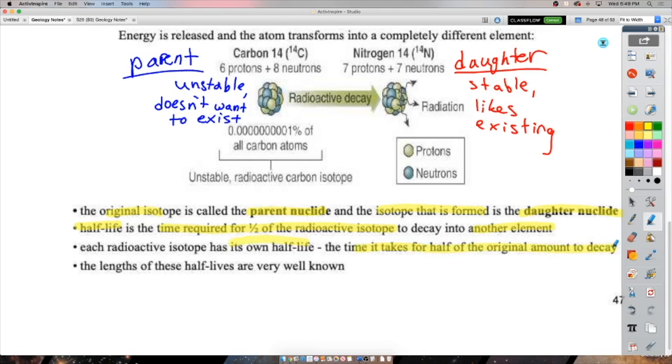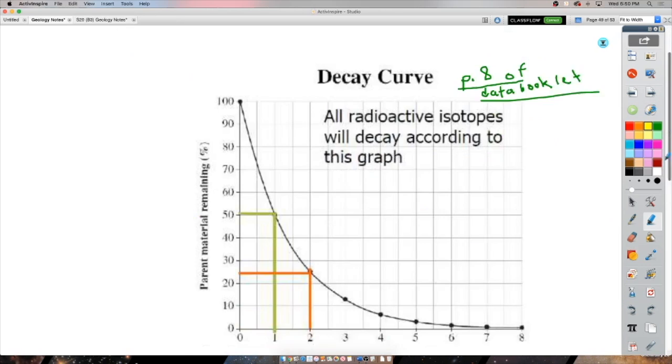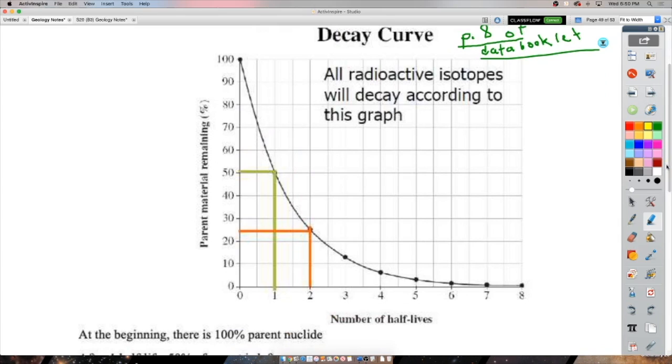What does this all have to do with dating rocks and fossils? We know these half-lives really, really well. So we can look at rocks and fossils that contain these radioactive isotopes, and we can look at how much of the radioactive parent is left compared to the stable daughter, right? And since we know how long it takes for those things to decay, we can put together how old this thing must be. So here we have what's called a decay curve, okay?